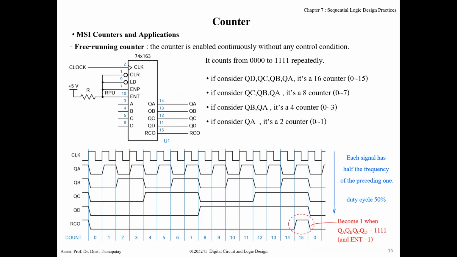So you can use these 3 bits if you want to count 0 to 7. If you want to use 2-bit counting, you just use QB and QA. That's all. This is a free running counter. Free running means no condition, it just runs or counts for normal counting.